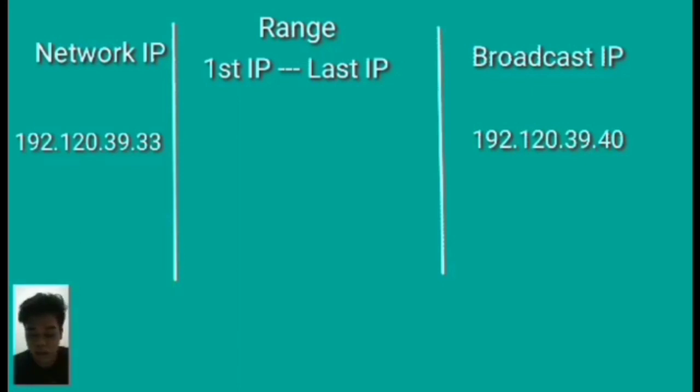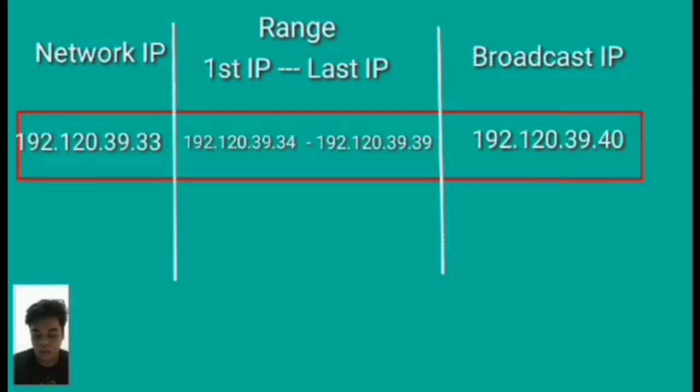Then we need to get the first IP and the last IP. You only need to add 1 to get the first IP, which is 192.120.39.34. Then the last IP is 192.120.39.39. To get this, you need to subtract 1 again from the broadcast IP. So our final answer is 192.120.39.33, 192.120.39.34, 192.120.39.39, and the last is 192.120.39.40.